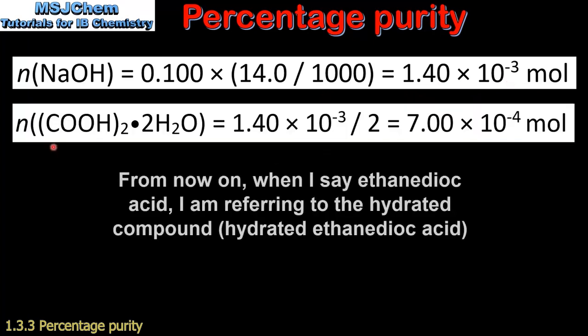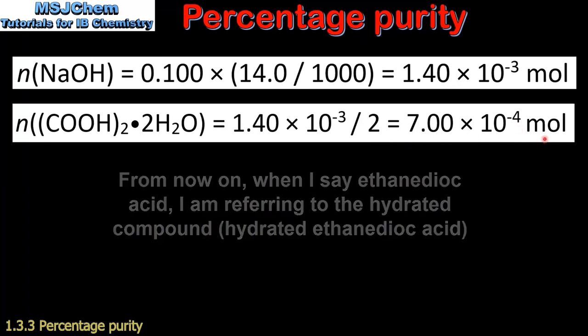The second step is to calculate the amount in moles of ethane dioic acid that reacts with the sodium hydroxide. The molar ratio of ethane dioic acid to sodium hydroxide is a 1:2 ratio, so we divide the amount in moles of sodium hydroxide by 2, which gives us 7.00 times 10 to the negative 4 moles.